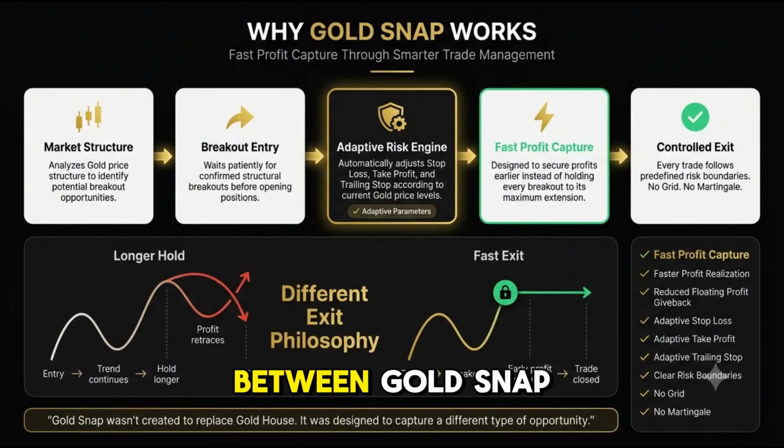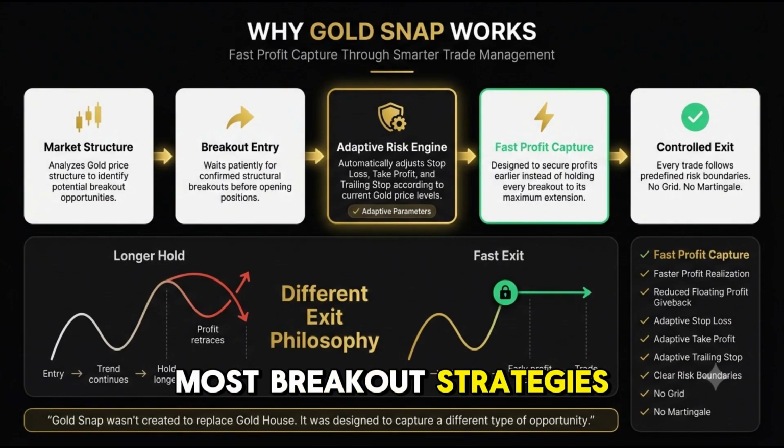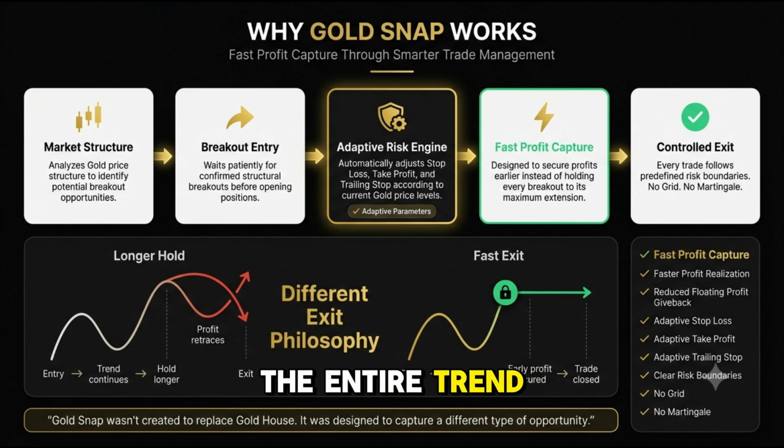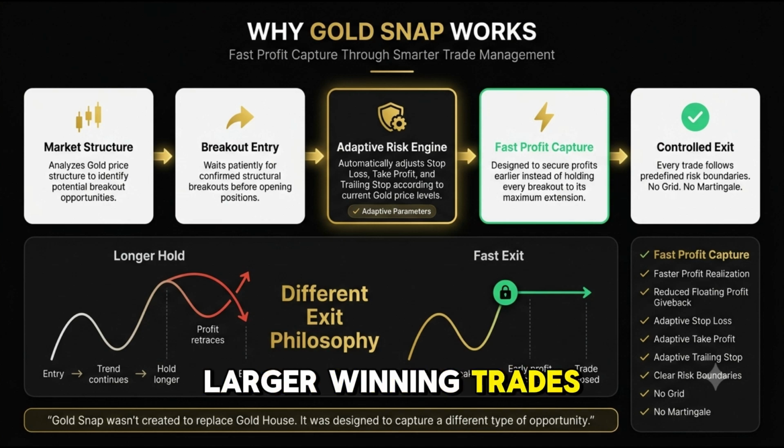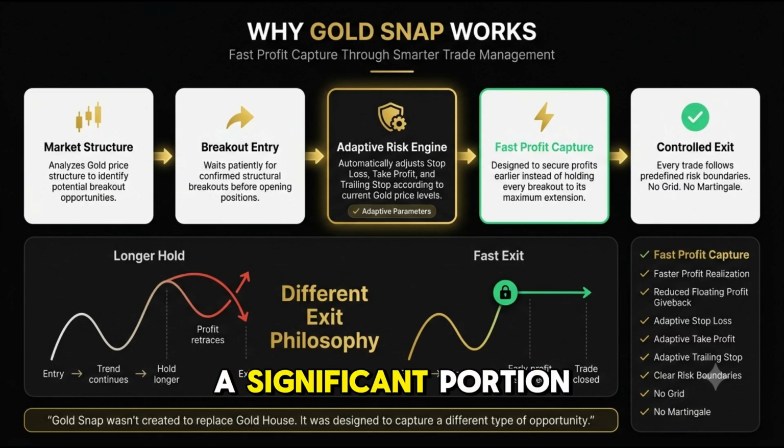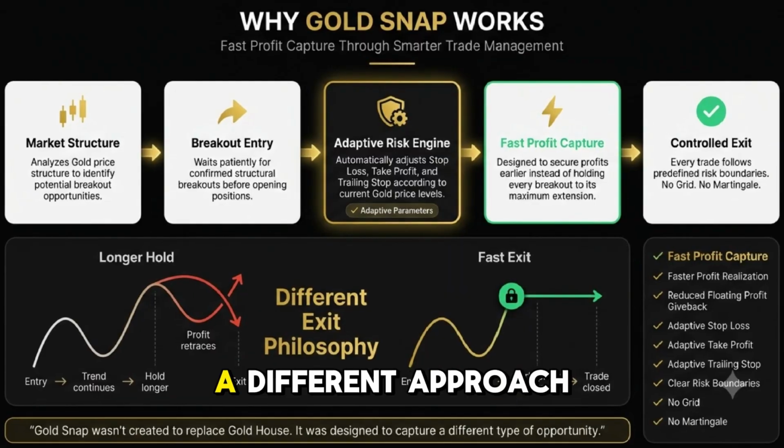The biggest difference between Gold Snap and many traditional breakout systems isn't the entry, it's the exit. Most breakout strategies try to capture the entire trend. That can produce larger winning trades, but it also means watching open profits fluctuate and sometimes giving a significant portion back before the position finally closes. Gold Snap takes a different approach.